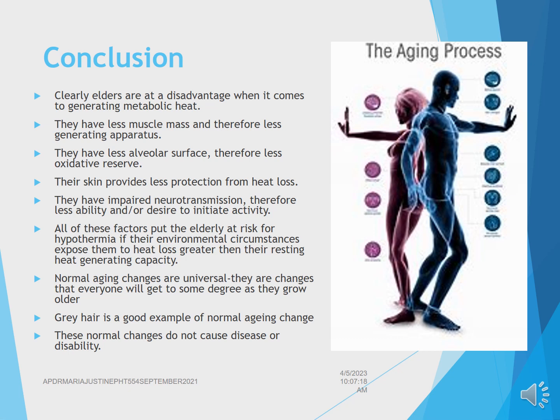Normal aging changes are universal. They are changes that everyone will get to some degree as they grow older. So it means that we are all the same. We will undergo the majority of these changes. So gray hair is a good example of normal aging changes. These normal changes do not cause diseases or disability. Okay, so aging of the hair, changing color of the hair, does not cause disease or disability. It's just the look of it, you see people with white hair, you know that they are old.